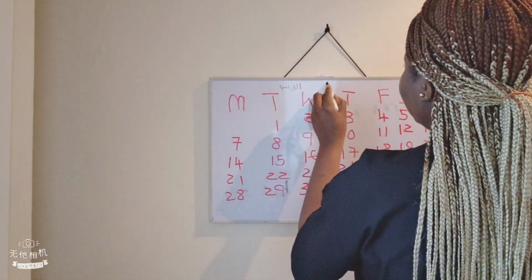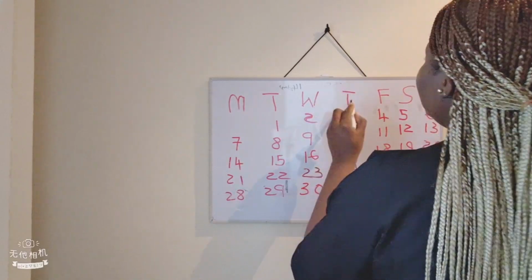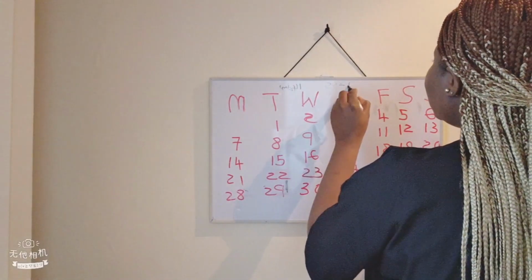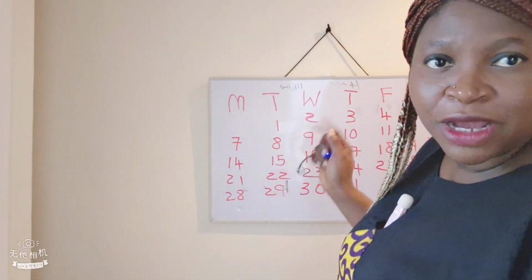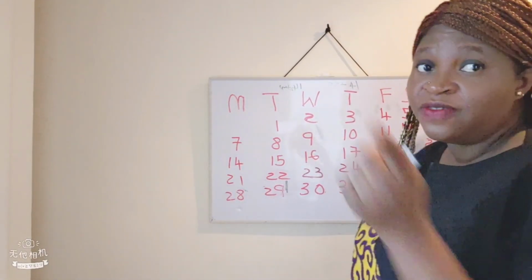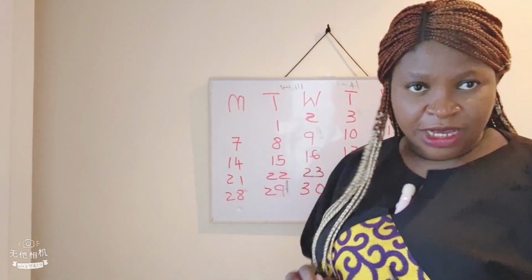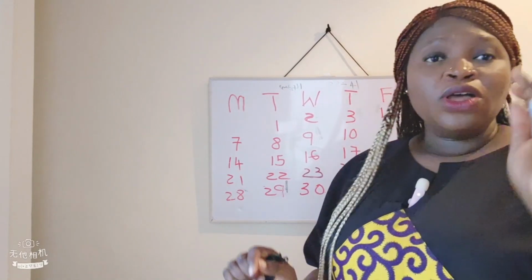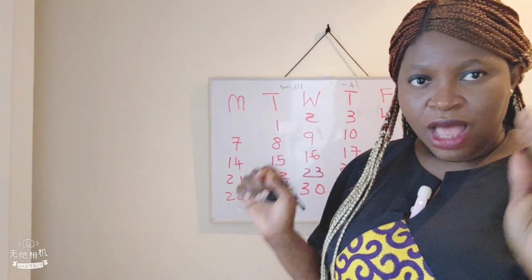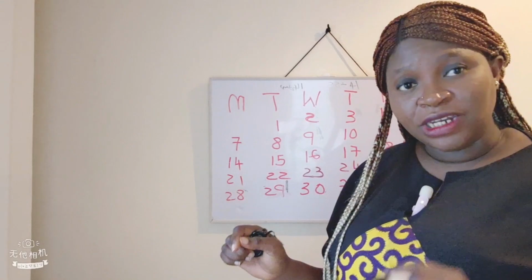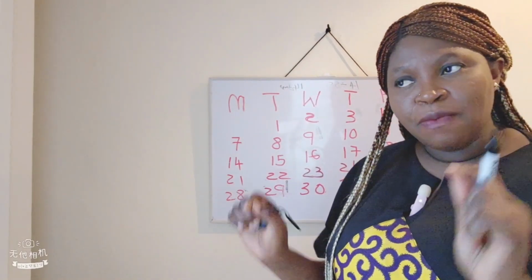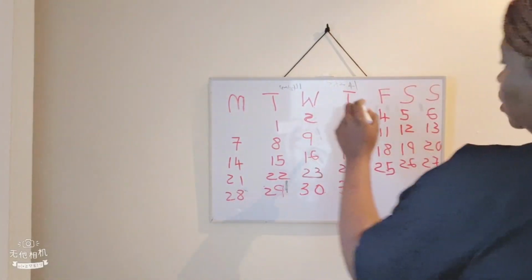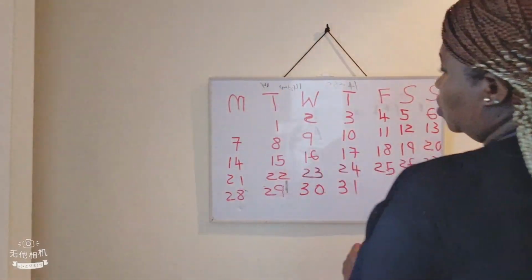If you have a 28-day cycle, you are going to subtract 14 from 28, and it's going to give you 14. That means someone who has a 28-day cycle is likely to have their ovulation on the 14th day, but it is not a must that it will be on that day. This is just an estimate.